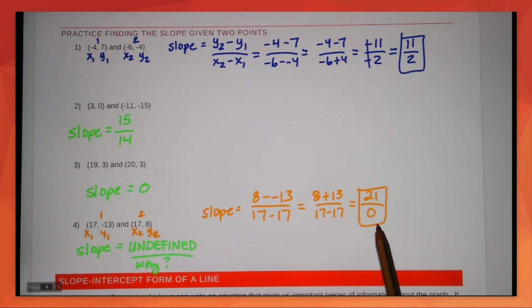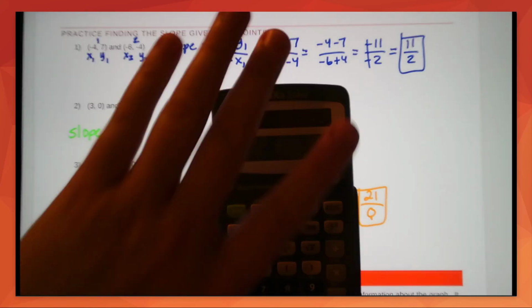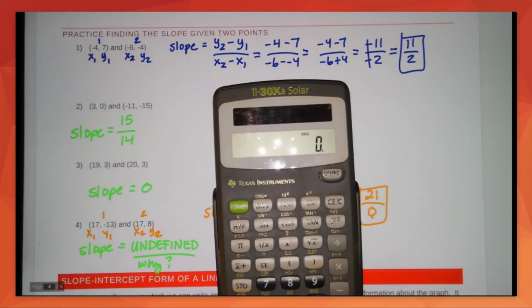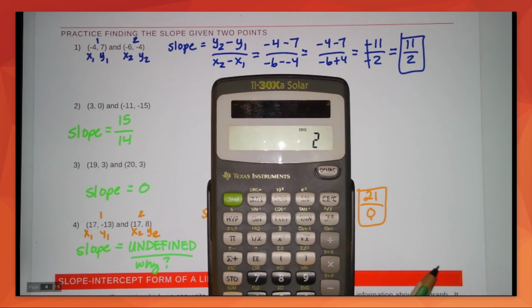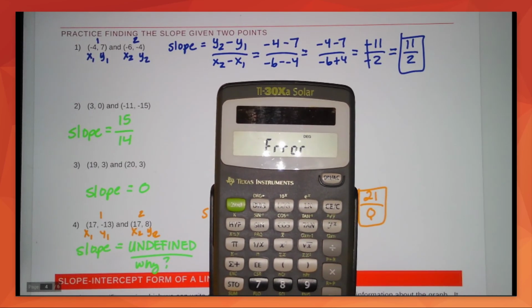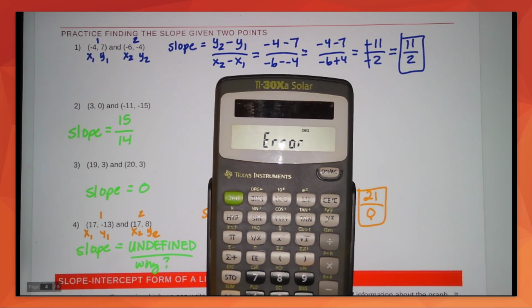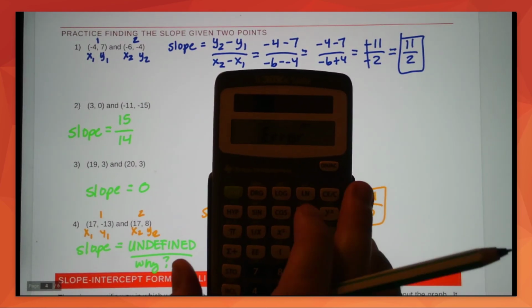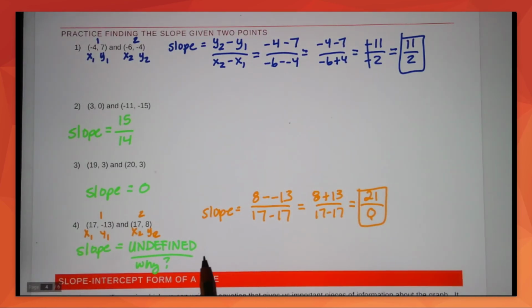The reason it's not correct is because you cannot divide anything by 0. If I pull out my calculator right now, let me flip the lamp on and I'll show you. If I did 21 divided by 0, I get an error message. I get that because you cannot divide something into 0 pieces.